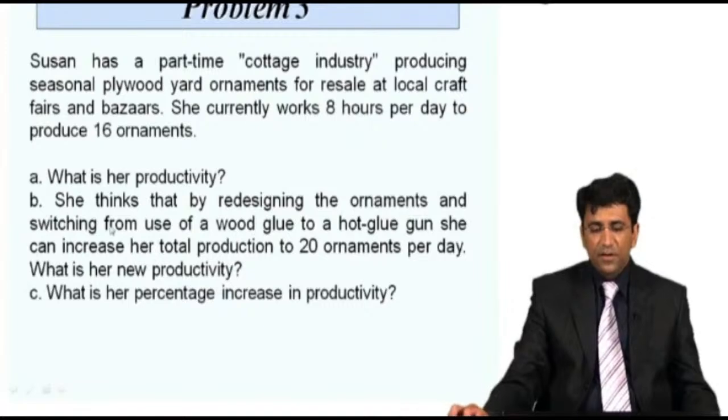That's so simple. Now she thinks that by redesigning the ornaments and switching from the use of wood glue to a hot glue gun, she can increase her total production to 20 ornaments per day. What is her new productivity? Now students, again this is an oral question. The new output is 20, so we will divide 20 by the same labor hours, that is 8 hours, so 20 by 8 will give you the new productivity.